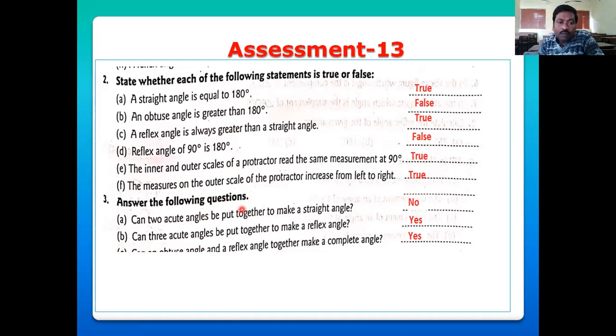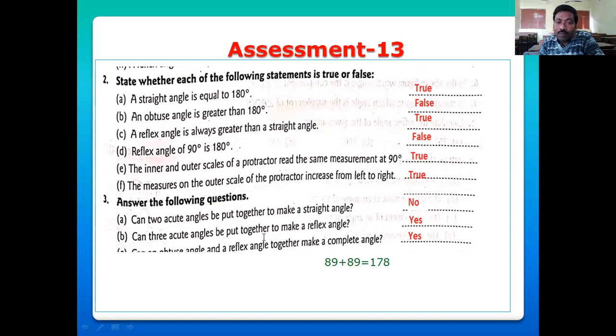Answer the following questions. Can two acute angles be put together to make a straight angle? No, this is not possible, because when we add two angles which are lesser than 90 degrees, we cannot get 180 degrees. So our answer will be no. Suppose we add 89 plus 89, it makes only 178, which is not equal to 180 degrees, a straight angle.